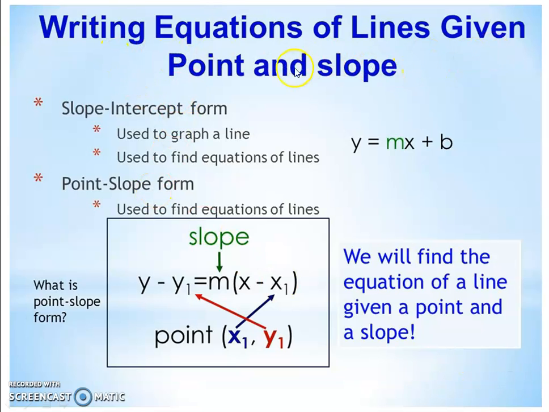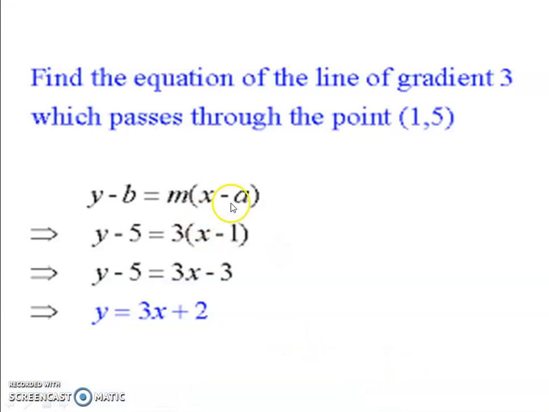Writing the equation of a line given a point and slope is very important. Slope intercept form, y = mx + b, is used to graph a line and find its equation. Point slope form, y - y1 = m(x - x1), is used to find the equation of a line, where m is the slope and (x1, y1) is the given point. Revision completed.